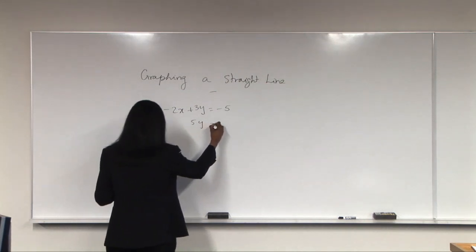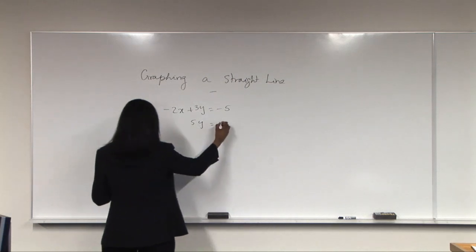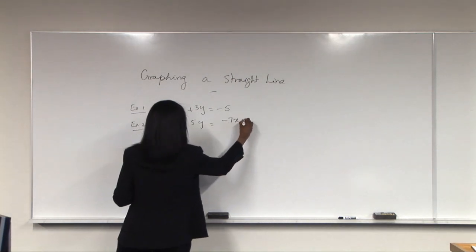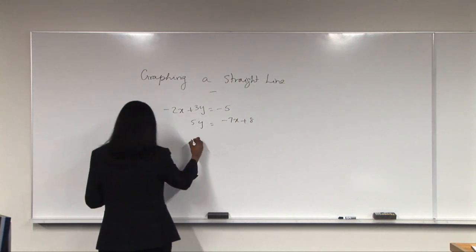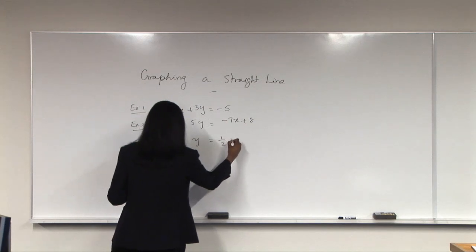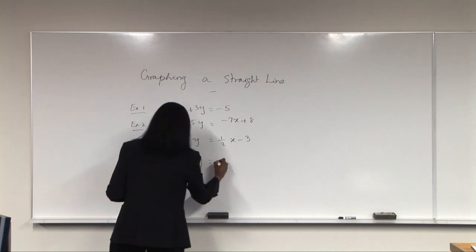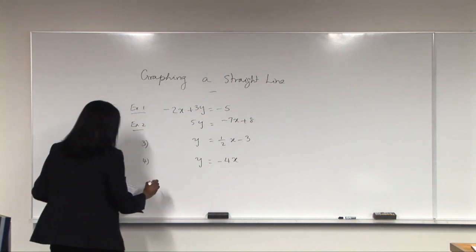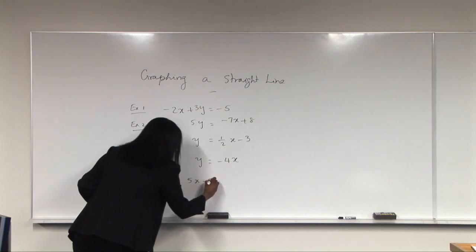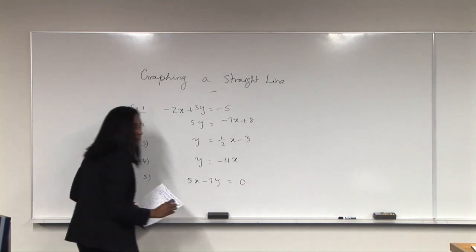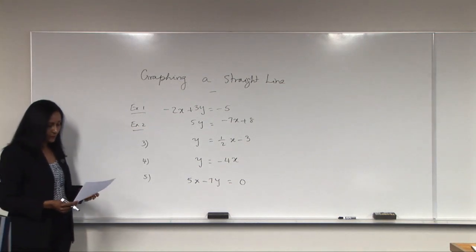Next example. Five y is equal to negative 7x plus 8. Another example. Y is equal to 1/2 x minus 3. And another example. Y is equal to negative 4x. I can give you one more example. 5x minus 7y is equal to 0. So these are all linear equations in two variables.